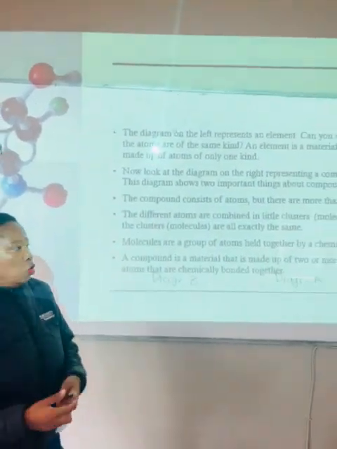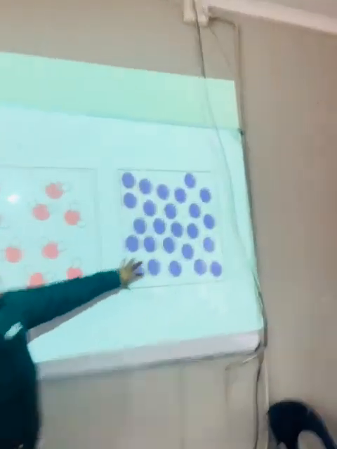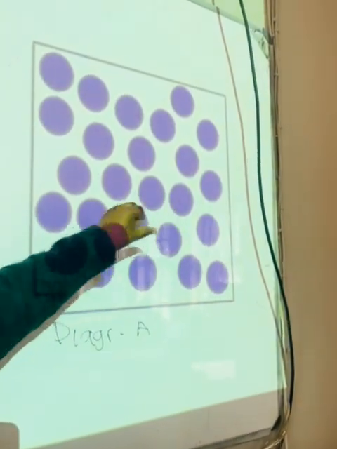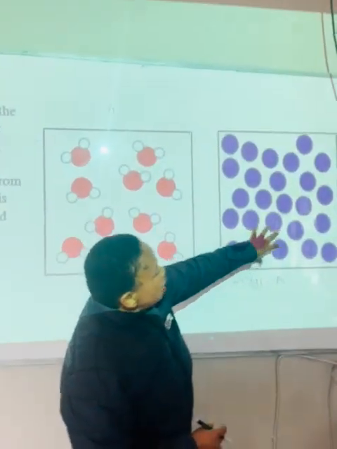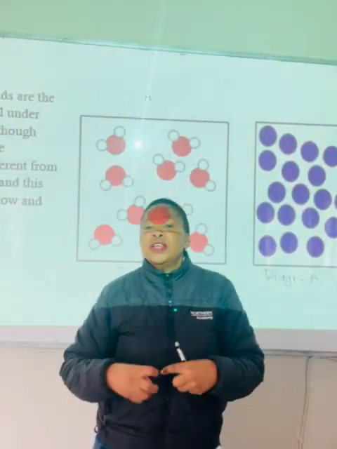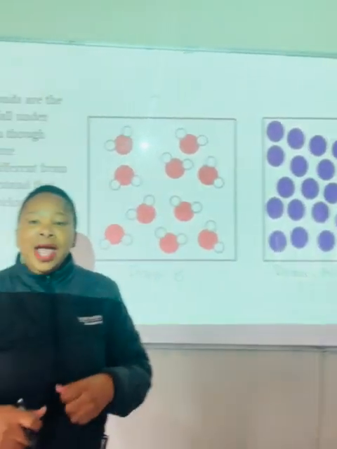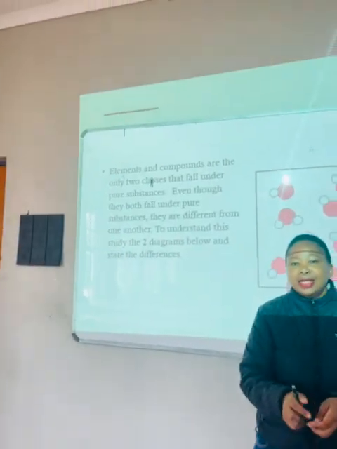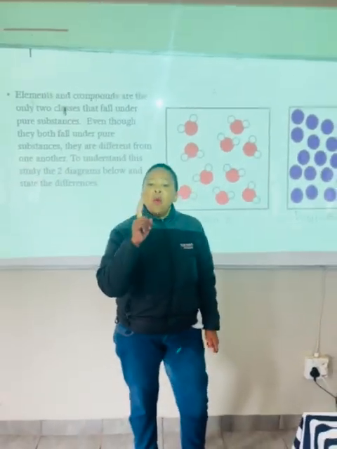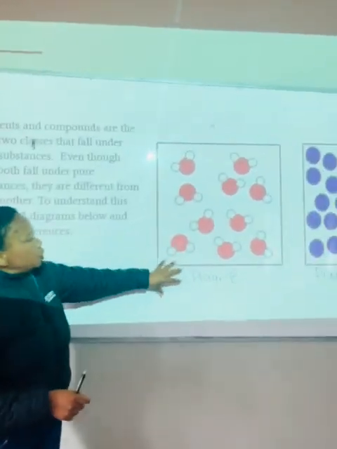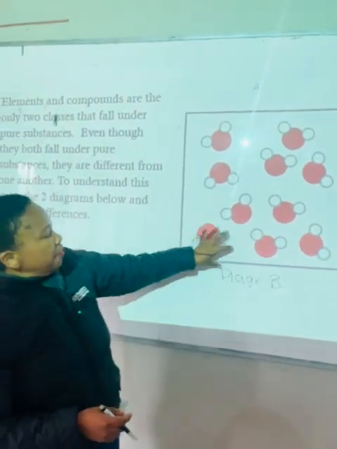Okay, I'm sure you have noted that in diagram A, the atoms, which are represented by the purple circles, are of the same kind. Because the atoms in diagram A are of the same kind, it means that this is an element. In other words, it is safe to say an element is a material that is made up of atoms of only one kind.